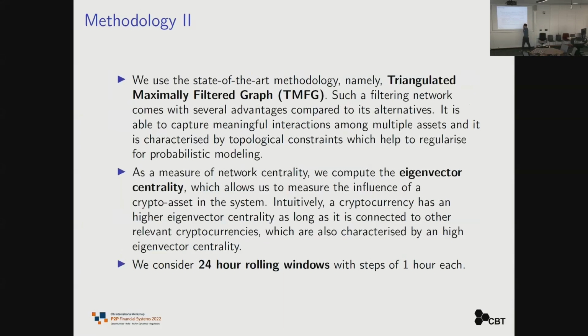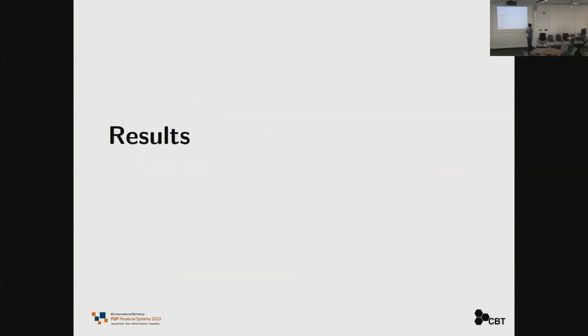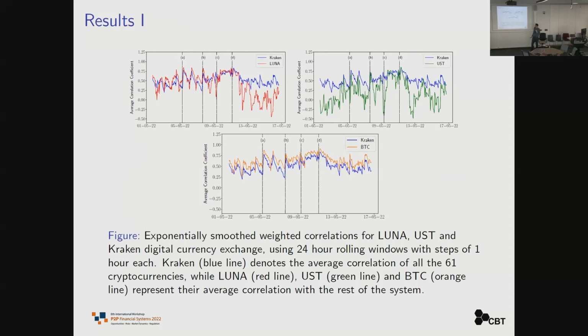And finally, in terms of the network, we construct our network with the TMFG because it allows us to analyze only the most relevant connections. And as a measure of network centrality, we consider the eigenvector centrality because it's one of the more general, as you well know, measures to analyze the centrality of a given system. And we again consider a 24-hour rolling window to analyze the dynamics over time. And here we have the results that practically support all the news.